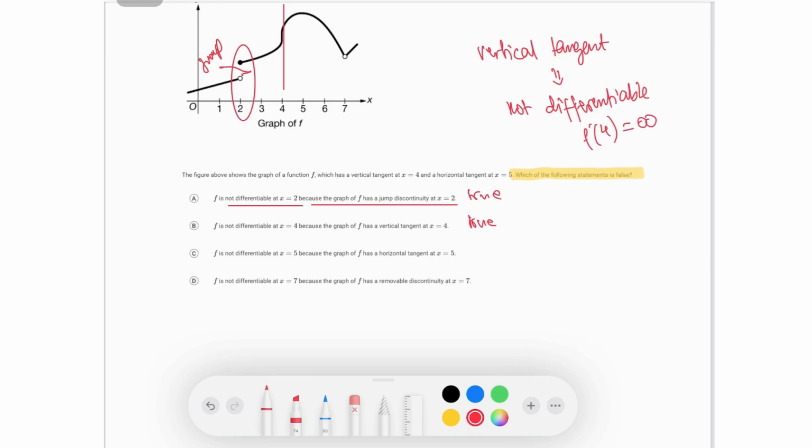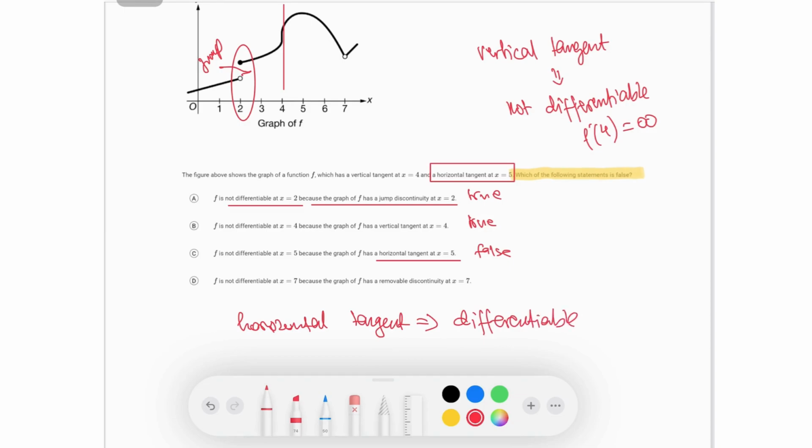F is not differentiable at x equals 5 because it has a horizontal tangent. That is what is given here: it has a horizontal tangent at x equals 5. Well, this is false. Because if a function has a horizontal tangent, then it is differentiable. And they are saying it's not differentiable. This is wrong.